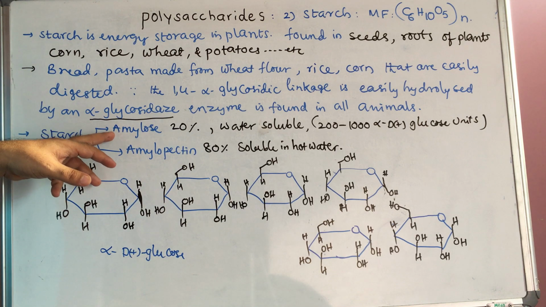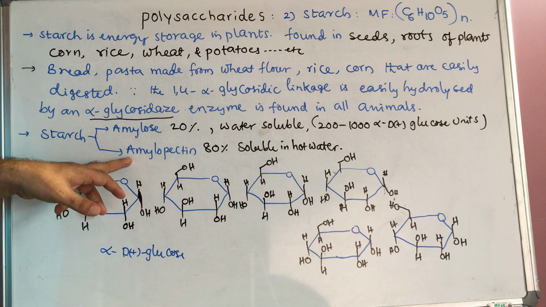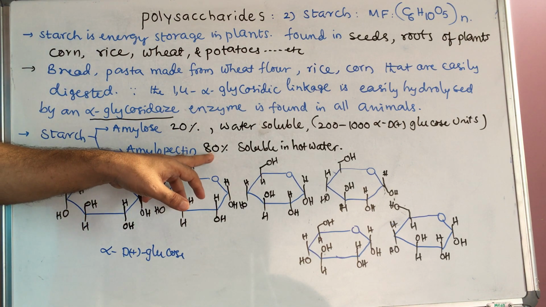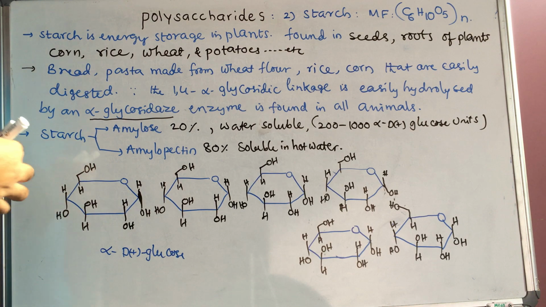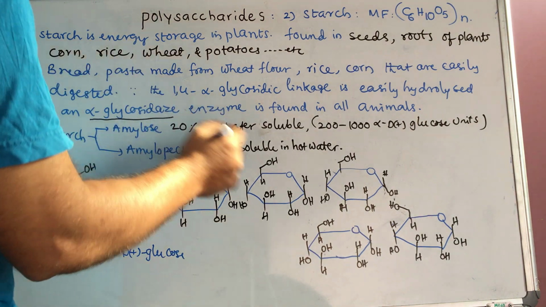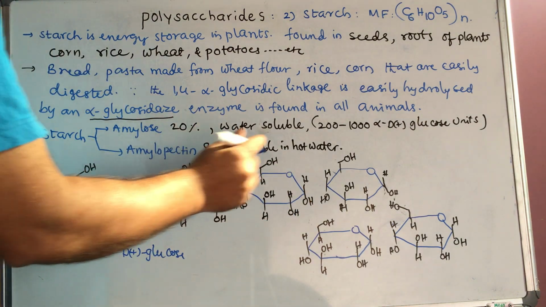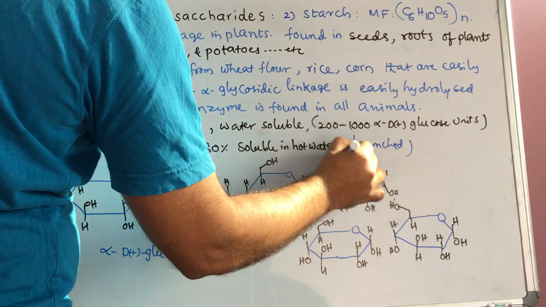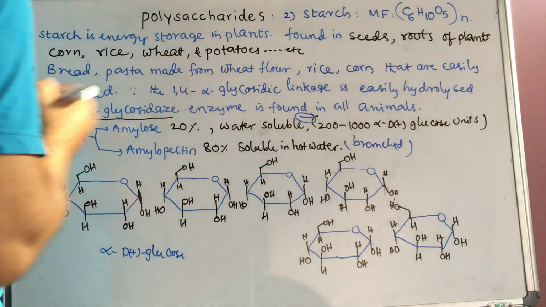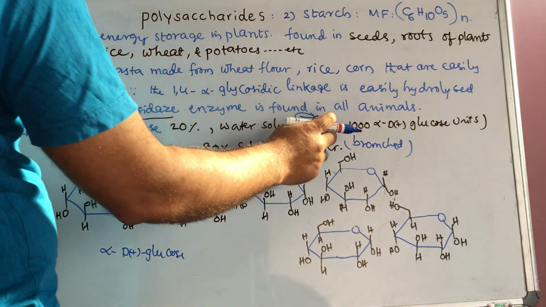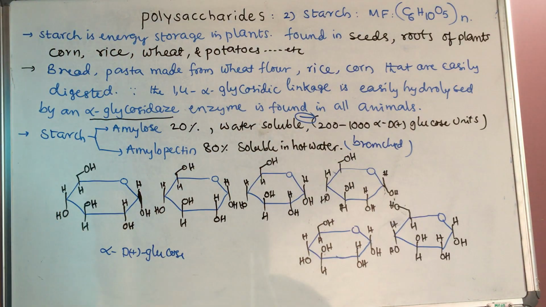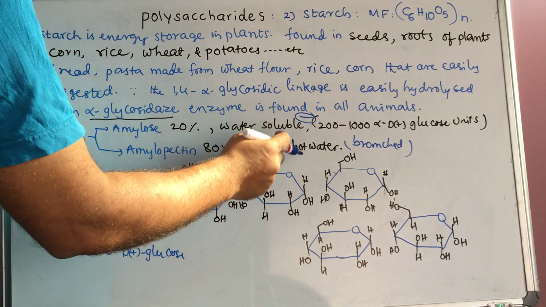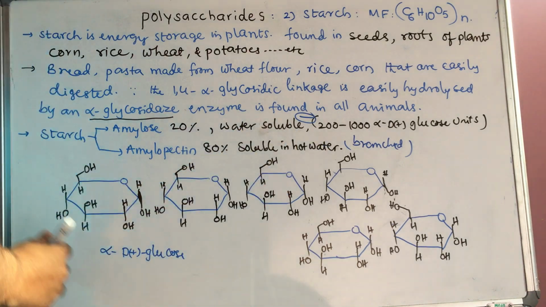Starch is in the form of two components: one is amylose, another is amylopectin. In starch, amylose is 20% and amylopectin is 80%. Amylose is a straight chain, I will show you a straight chain. Amylopectin is a branched form. This is a straight line form. In amylose, nearly 200 to 1000 alpha D glucose units will be present, and it is water soluble. Amylopectin is also soluble, but less in cold water and more in hot water.